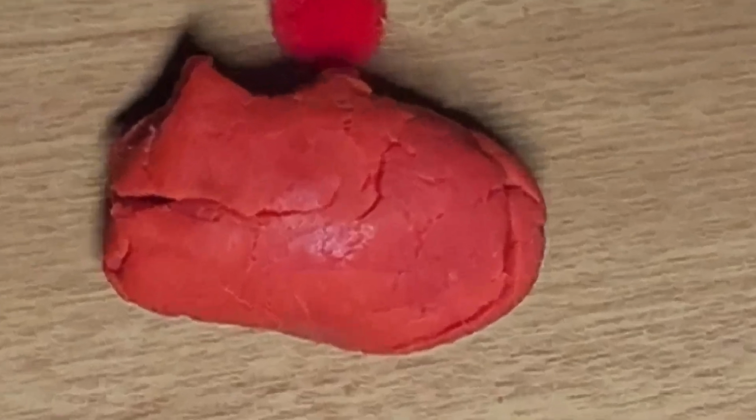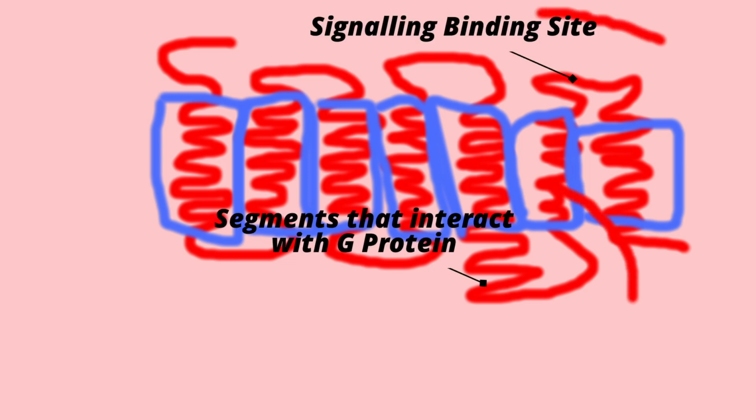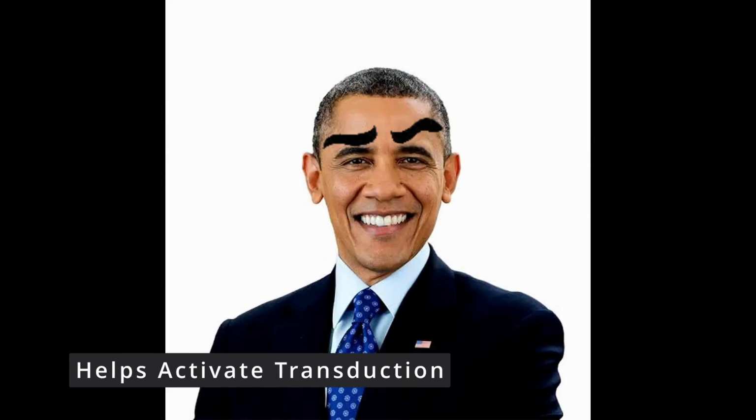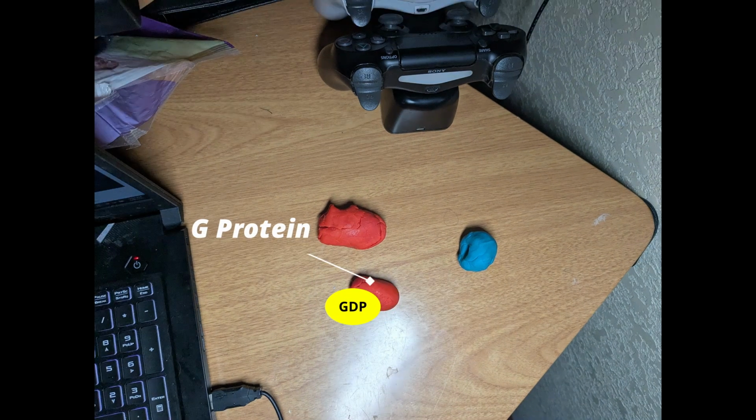And if we take an even closer look at it, we can see signal binding sites inside its membrane. Pretty cool. And as a side note, this is where the signaling molecule binding site is located. And this is a segment that interacts with the G proteins. But what does it do? Well, we need a G protein holding his GTP.